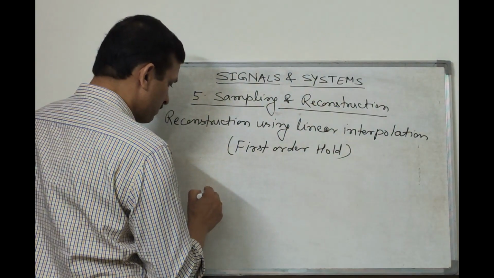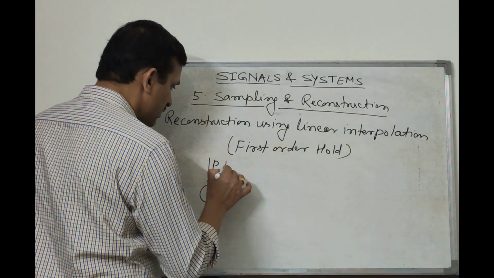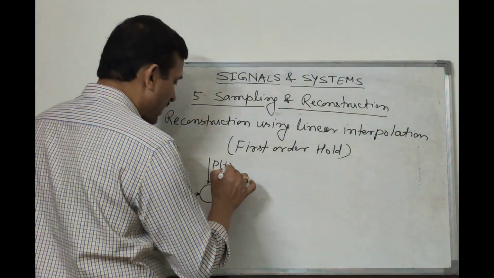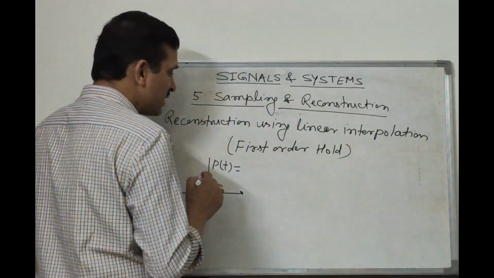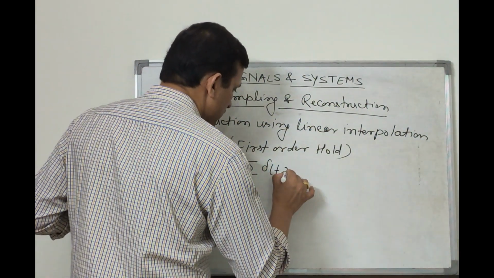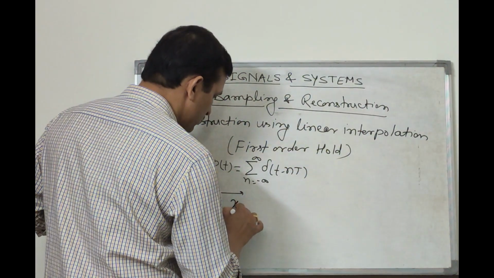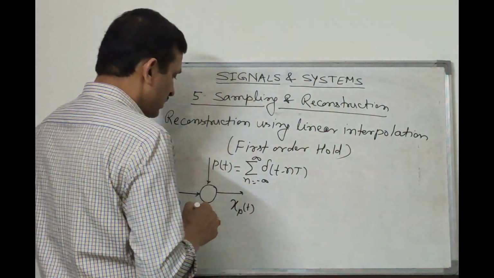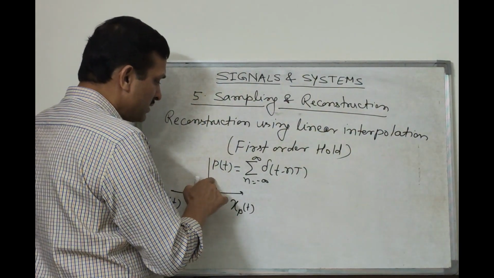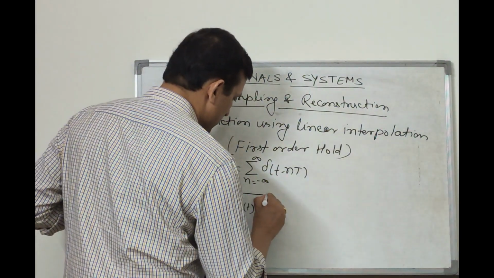We have seen sampling as multiplication of the signal to be sampled x(t) and a p(t) signal which we have treated as train of impulses, that is delta(t minus nT), n from minus infinity to infinity, and this we have written as xp(t). That means sampling is multiplication of the signal to be sampled and the train of impulses p(t).